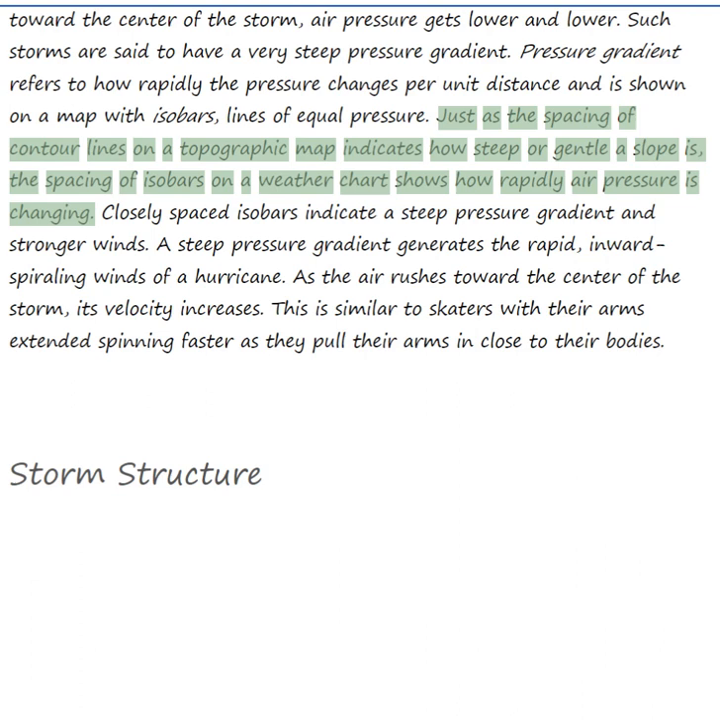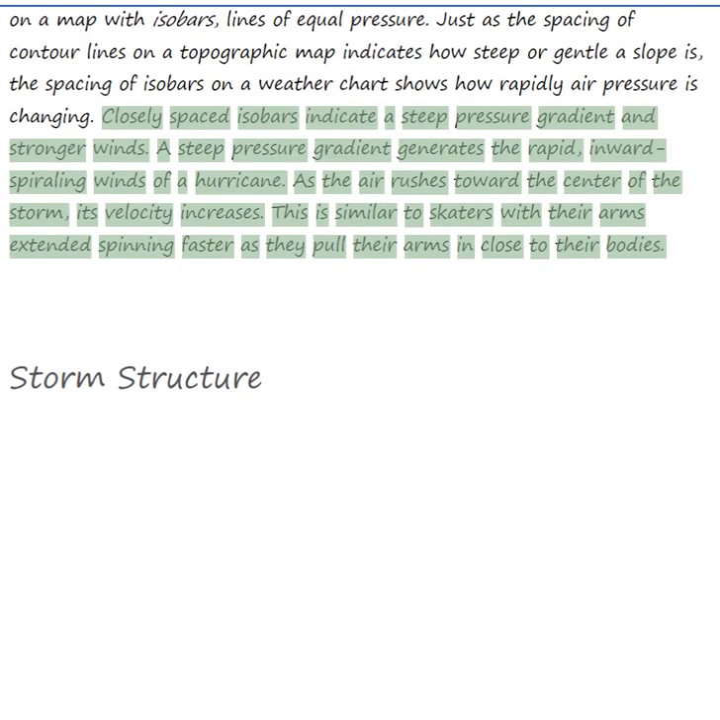Just as the spacing of contour lines on a topographic map indicates how steep or gentle a slope is, the spacing of isobars on a weather chart shows how rapidly air pressure is changing. Closely spaced isobars indicate a steep pressure gradient and stronger winds. A steep pressure gradient generates the rapid, inward spiraling winds of a hurricane. As the air rushes toward the center of the storm, its velocity increases. This is similar to skaters with their arms extended spinning faster as they pull their arms in close to their bodies.